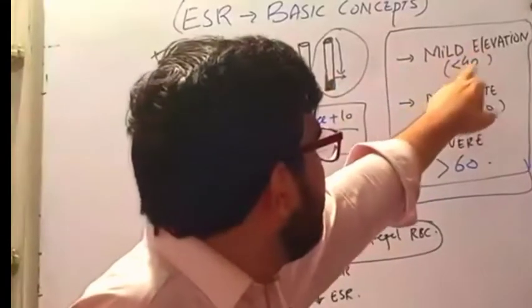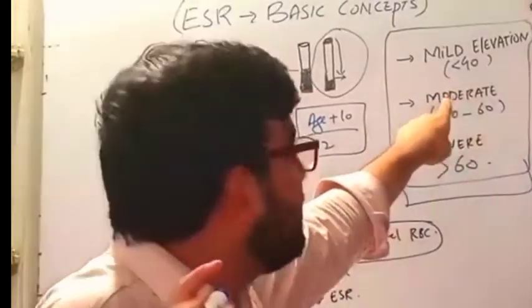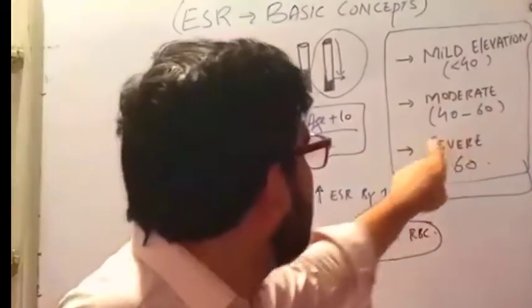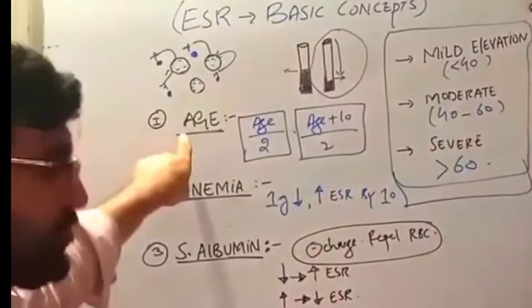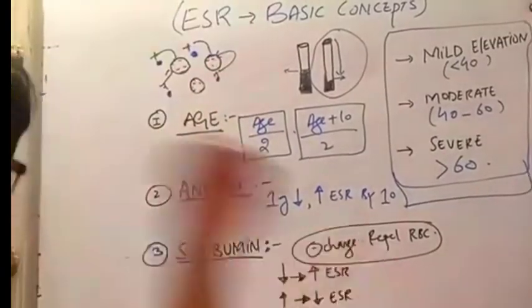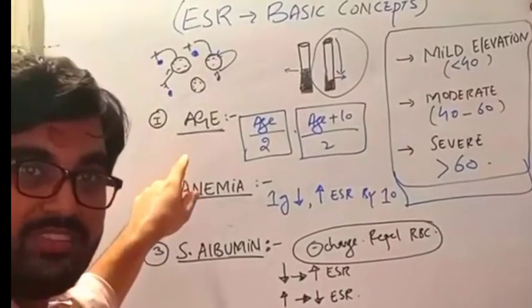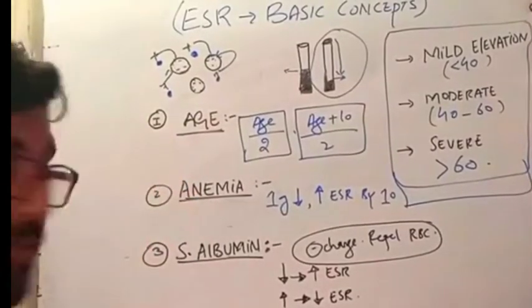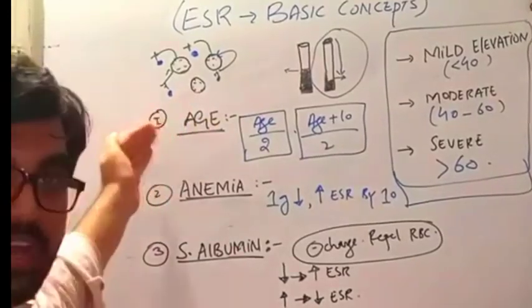So in mild elevation, less than 40 is a mild elevation, but that is corrected ESR. Corrected ESR means exclude these things, apply these two formulas. Moderate elevation in ESR means 40 to 60, and severe means more than 60. So age is a risk factor for increase in ESR. As the person ages, the ESR increases. This is multifactorial, but it is said there is a tendency toward anemia.